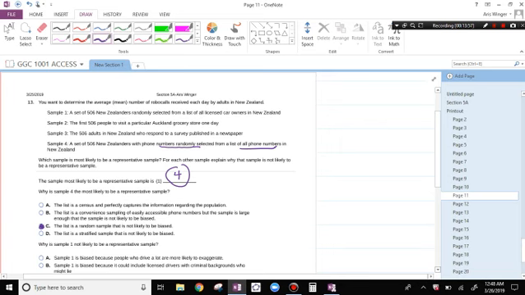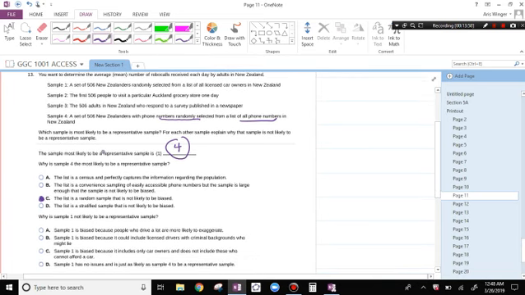What's wrong with sample 1? A set of 506 New Zealanders randomly selected from a list of all licensed car owners. That's just a specific group of people. Sample 1 is biased because it includes only car owners and does not include those who cannot afford a car.